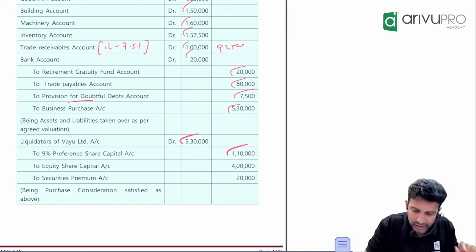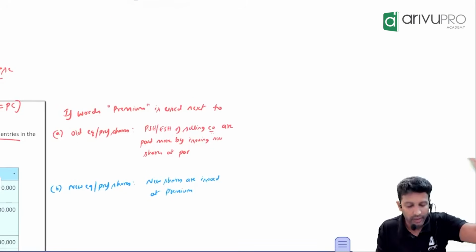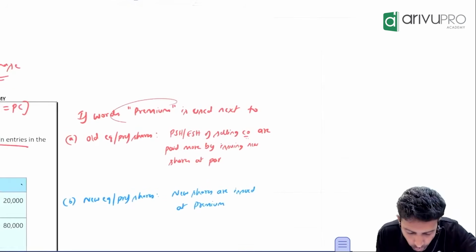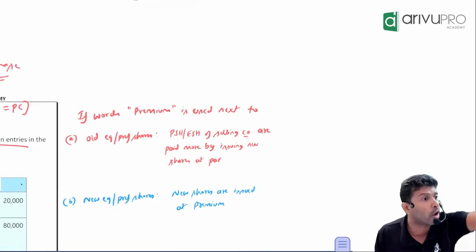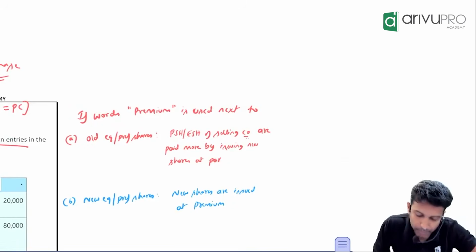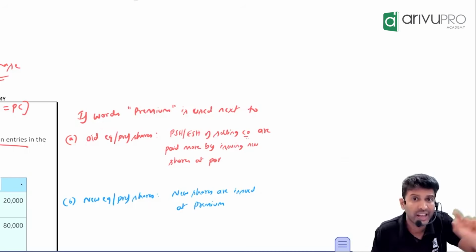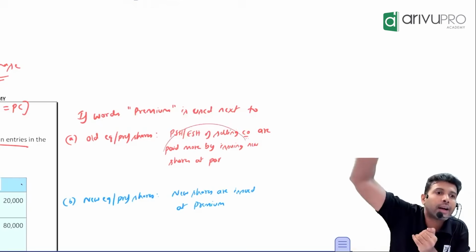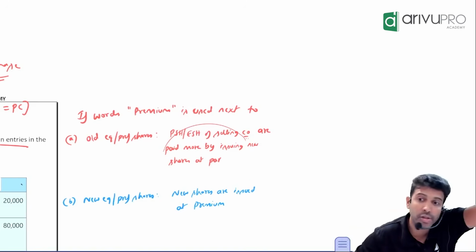The key word, the differentiating factor, or one quick way to identify that is the same words I had given in my class also. Check where the word premium is used. If it is used next to the old component, that could be old equity shares or old preference shares, it means the old component is taken over at higher value and new shares are issued at par.